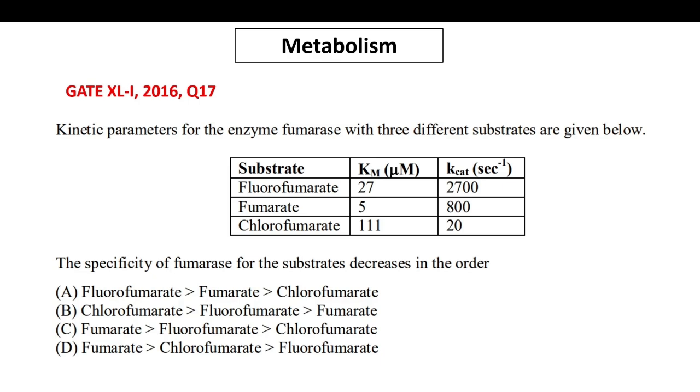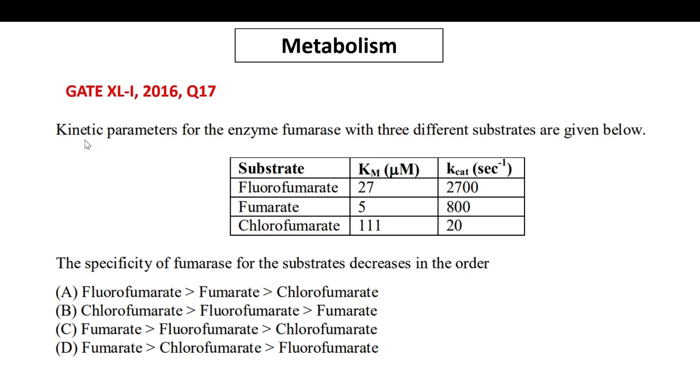Now let us discuss another question which came in the year 2016 in the GATE Xl biochemistry, and the question number is question number 17. So this came from the metabolism topic, where this is specifically going to the enzyme kinetics.